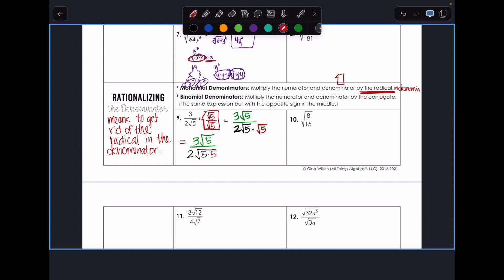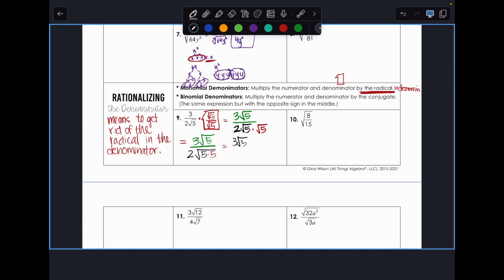5 times 5 is 25. Square root of 25 is 5. So if I end up with 3 rad 5 over 2 times 5, we got rid of it. We got rid of the radical, right? Okay, let me say it again. How about I put in the middle step? All right, here we go.